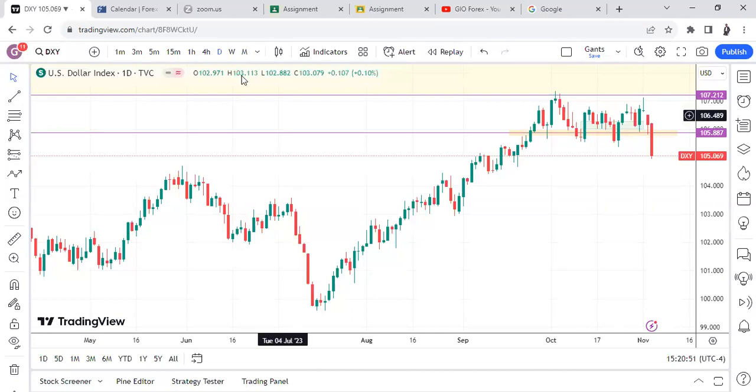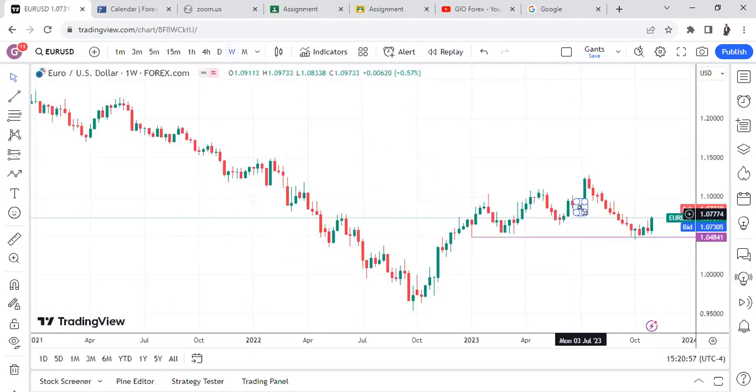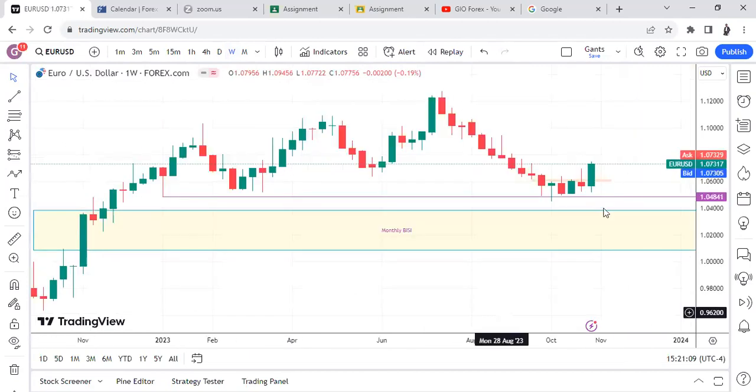Let's go to Euro USD, fiber. For our fiber, it was bullish. Dollar was bearish, so this became bullish, and this bullishness was seen on Friday because of the non-farm payroll. We anticipated.